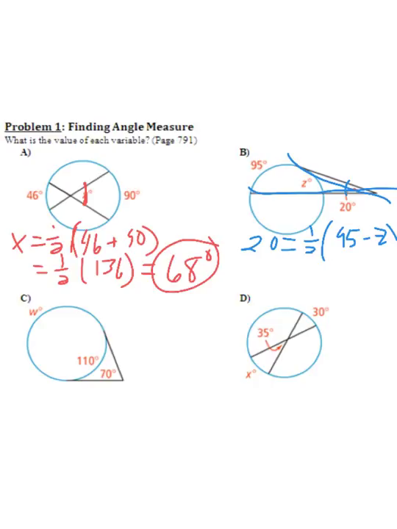So to solve for this, the first thing I want to do is get rid of that 1/2, so I can multiply both sides by 2. Okay, so I've got 40 is equal to 95 minus z. I can add z to the other side, subtract the 40 at the same time, and I should get that z is a 55-degree angle.